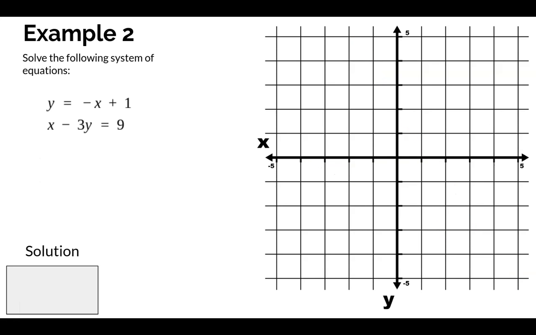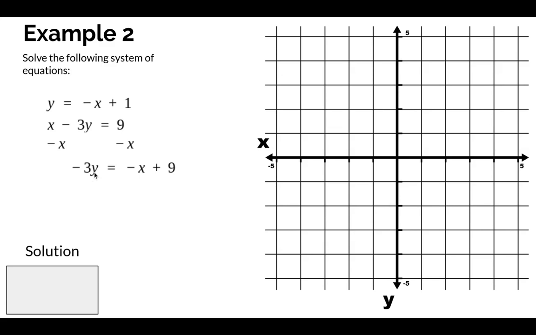Now our second example. We have an equation, y equals negative x plus 1, in slope-intercept form, and our second equation is given in standard form, x minus 3y equals 9. Since the second equation is not in slope-intercept form, we're going to have to solve it for y. The first thing we want to do is remove this x, so we subtract x on both sides. That gives us negative 3y equals negative x plus 9. Some of you may have said 9 minus x, and that is okay. I just like to keep my x's in front, so I place the negative x in front of the positive 9.